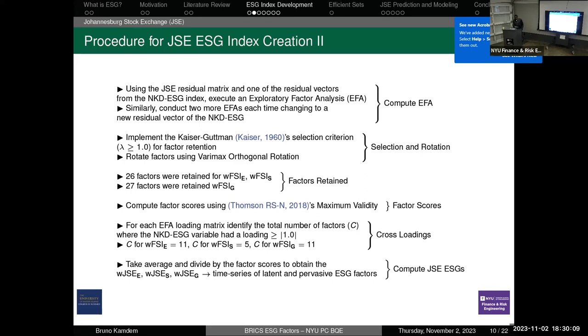We already explained what the Varimax rotation is about. So after that, we rotate the factors. Now 26 factors are retained for the WFSI for the environmental domain and for the social domain, and 27 factors are retained for the G domain. Then we compute the factor score using the Thomson-Reuters maximum volatility.